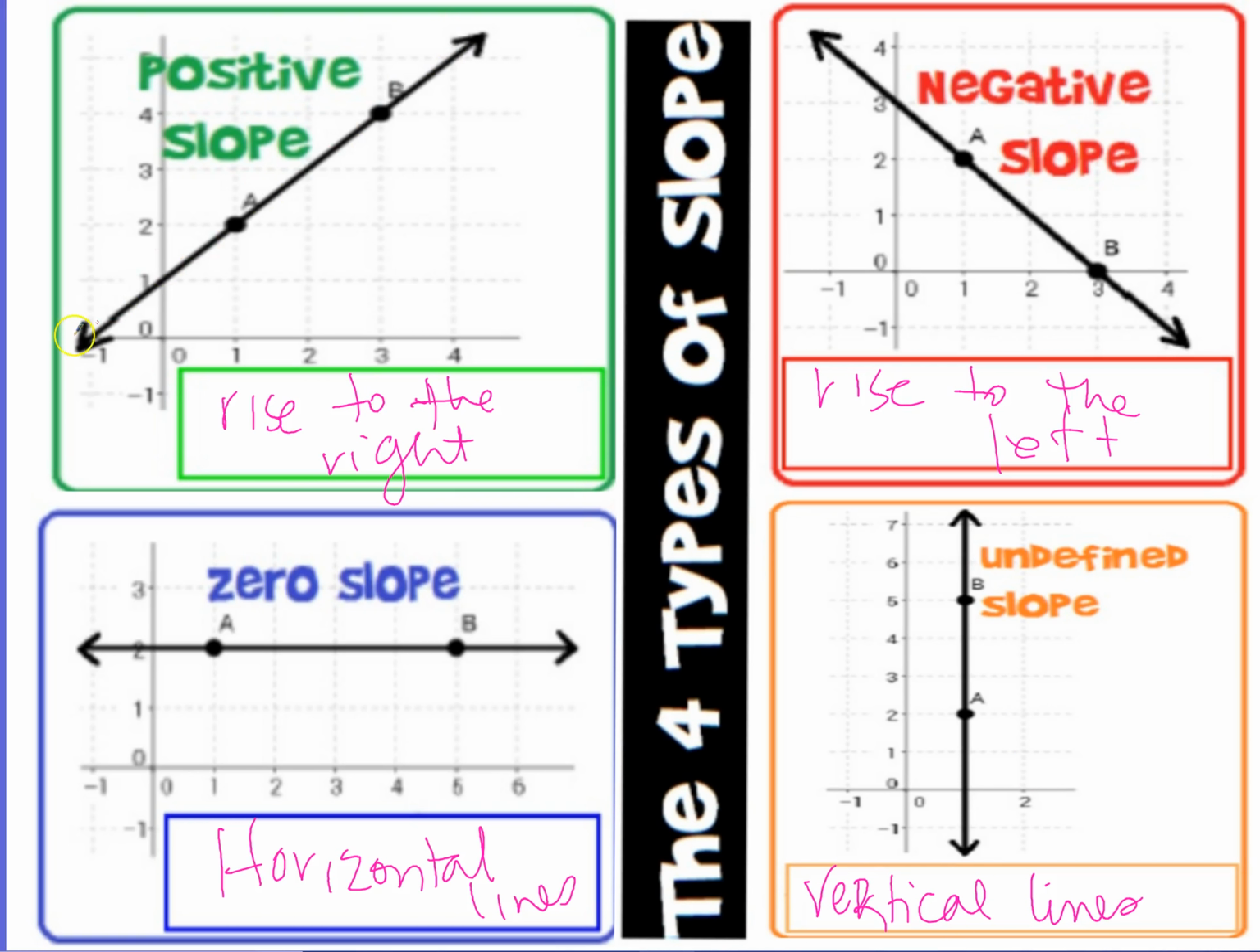So positive slopes rise to the right. Negative slopes rise to the left. Zero slopes are horizontal lines, and undefined slopes are vertical lines.